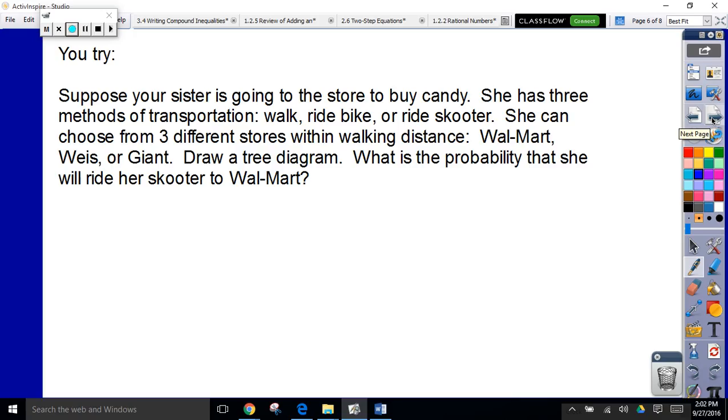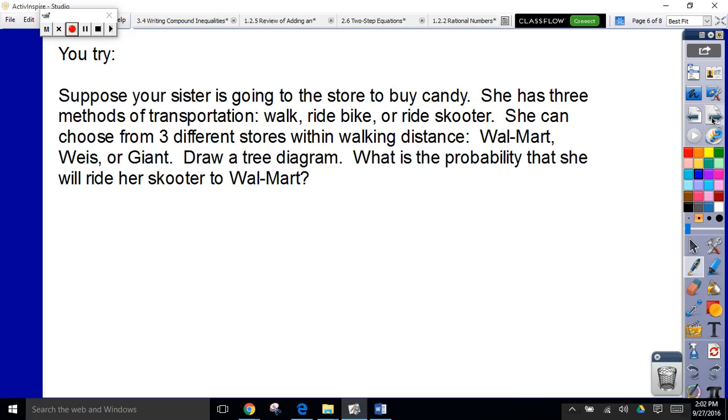Suppose your sister is going to the store to buy candy. She has 3 methods of transportation: walk, ride bike, or ride scooter. She can choose from 3 different stores within walking distance: Walmart, Weis, or Giant. Draw a tree diagram. What is the probability that she will ride her scooter to Walmart?